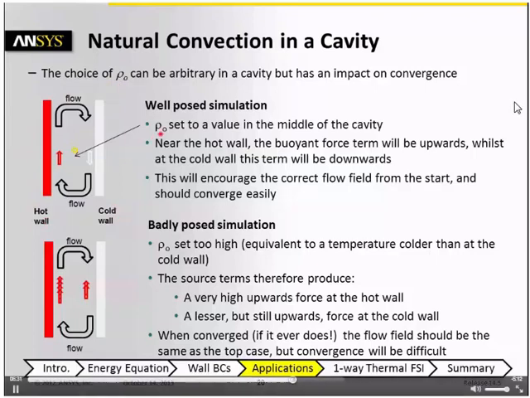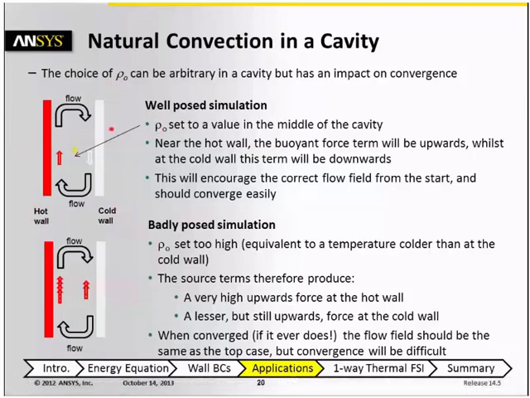wall. If we set the reference density so it corresponds to a temperature in the middle of the cavity, then near the hot wall there will be an upwards buoyant force, and near the cold wall there will be a downwards buoyant force. So this encourages the correct flow field from the beginning of the iterations, and the solution should converge easily.